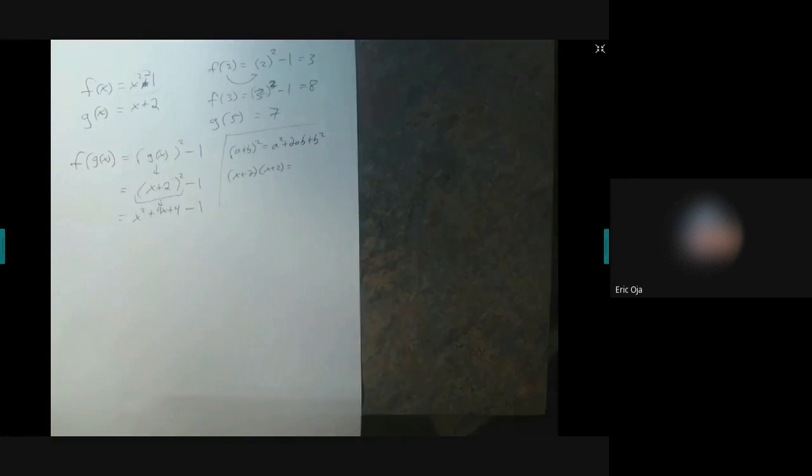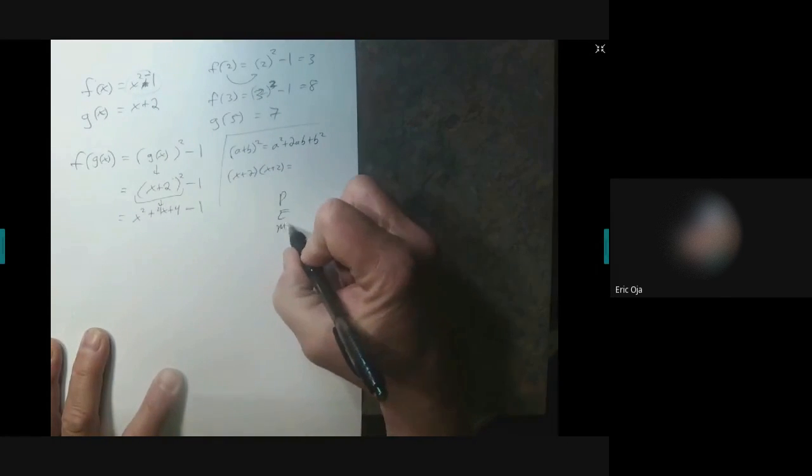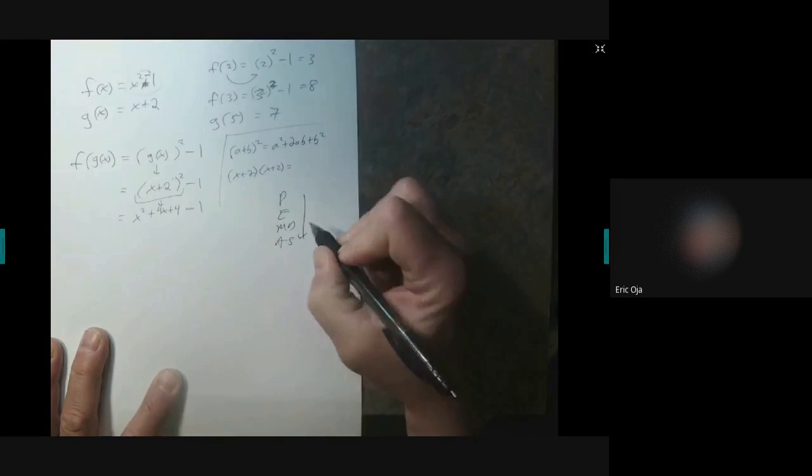is just going to give me x squared plus 4x plus 4, and then I'll subtract 1 from that. And I just use regular order of operations to simplify this, right? How do I know which one to do first? Well, this is the stuff we've been doing forever.